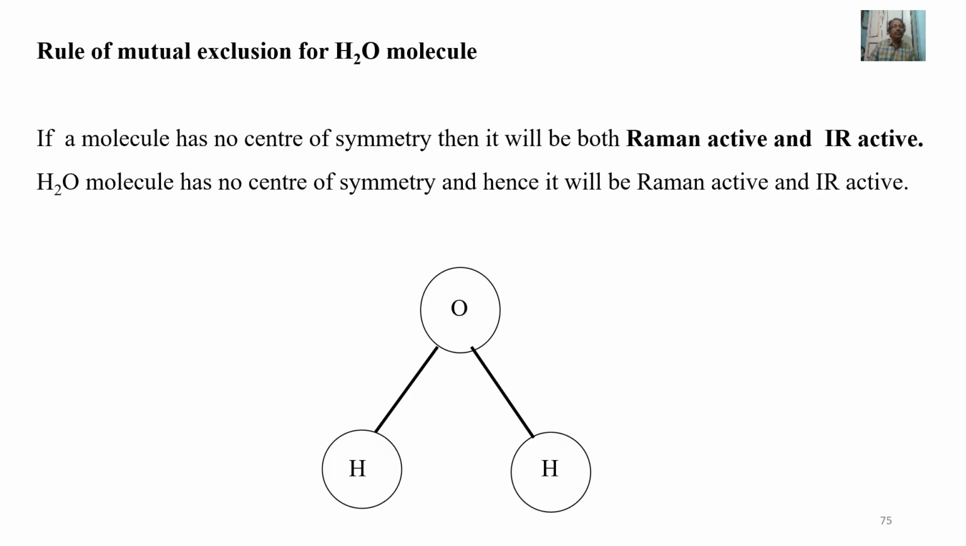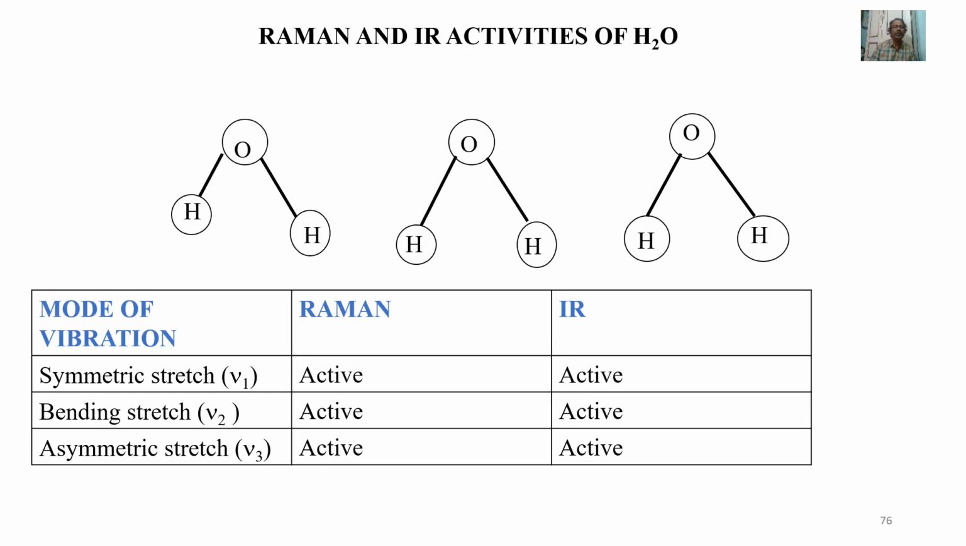Rule of mutual exclusion for H2O molecule. If a molecule has no center of symmetry, then it will be both Raman active and IR active. Whereas here, the H2O molecule has no center of symmetry, and hence it will be Raman active and IR active. The table has been given as Raman and IR activities of the H2O molecule.